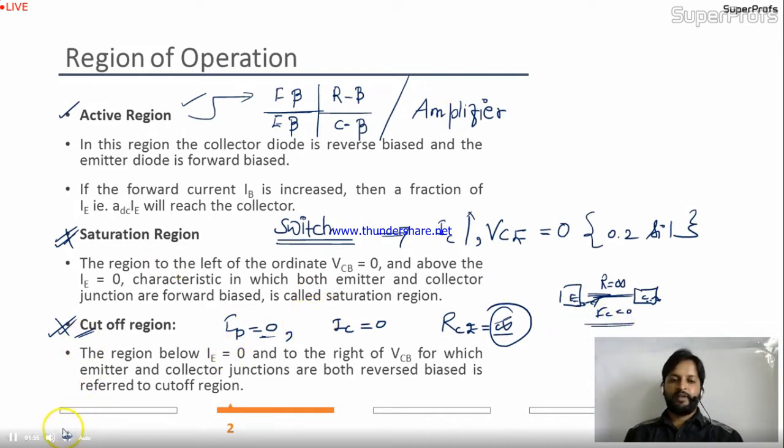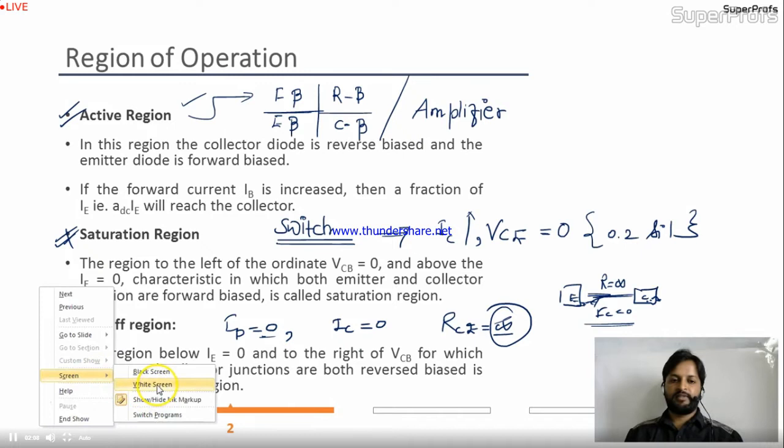So last time we have seen one problem in which we identified in which region the BJT is working. Today also I'll take one problem and then we'll start the session.